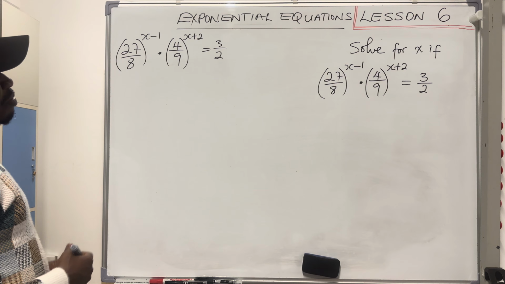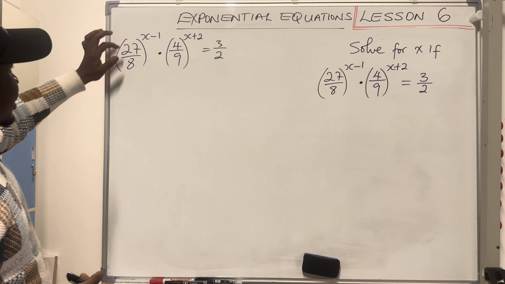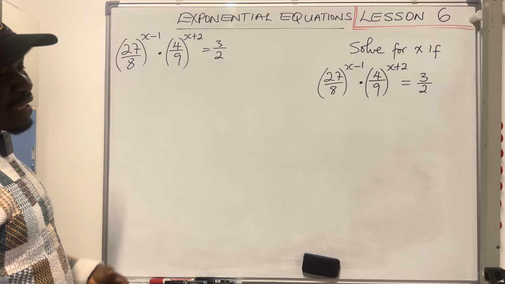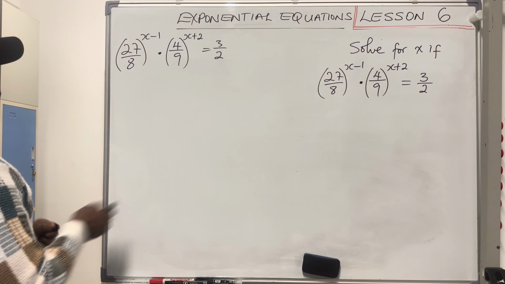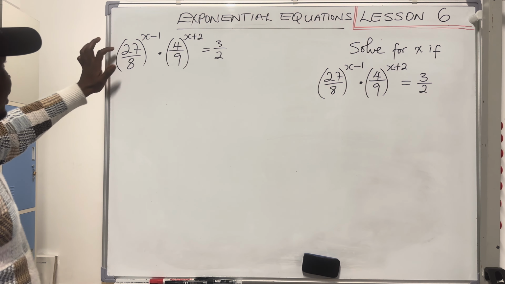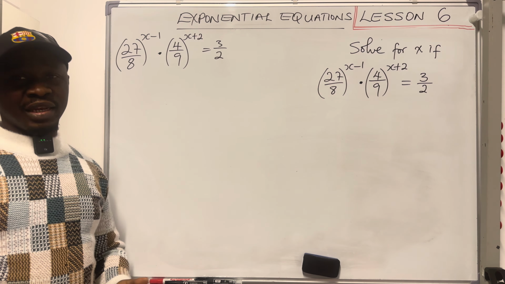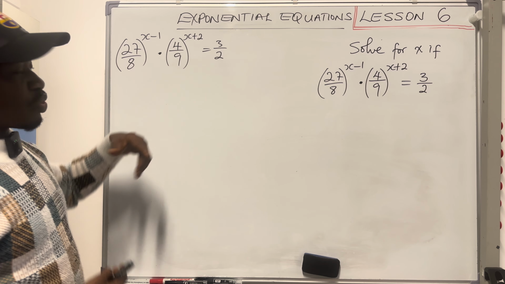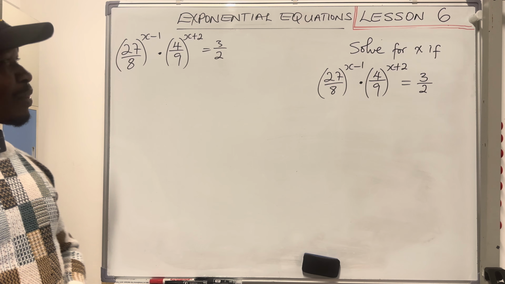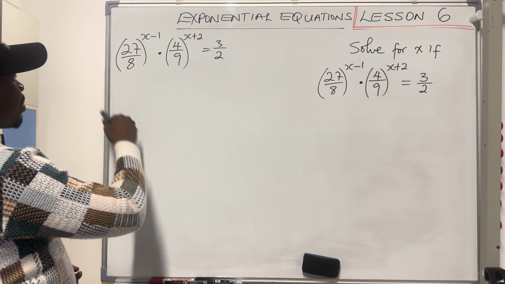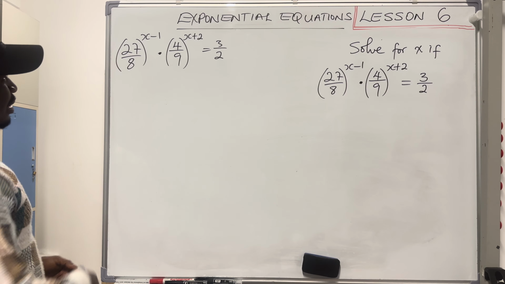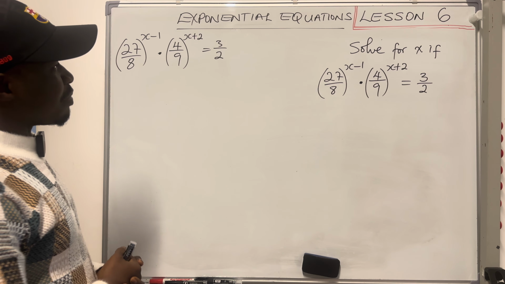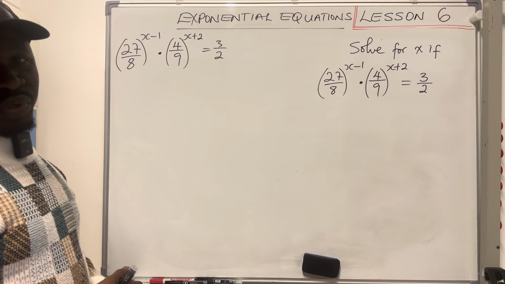But most times we like expressing bases to be the same. How do we do it, especially here that we have fractions? Now 27 can give us 3 to the power 3. That is nice. 8 can give us 2 to the power 3. 4 can give us 2 squared. And 9 can give us 3 squared. Writing this may take some time, but we just have to do it.